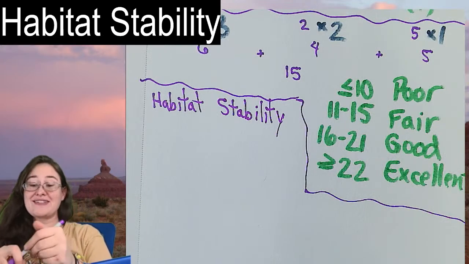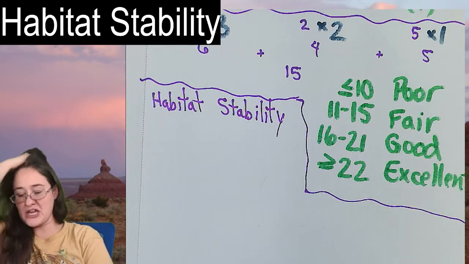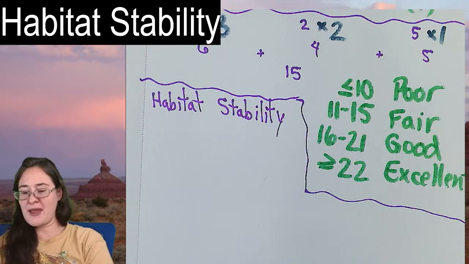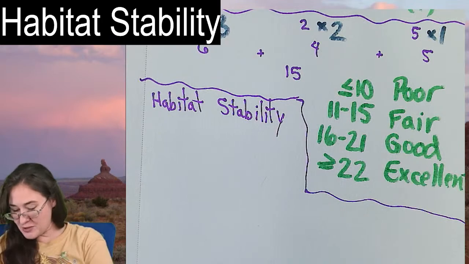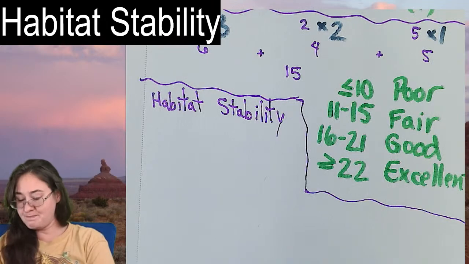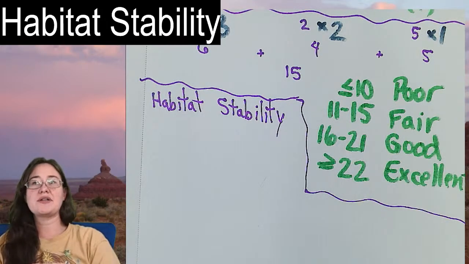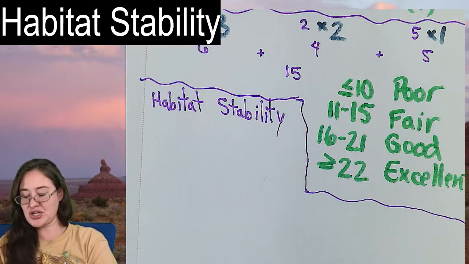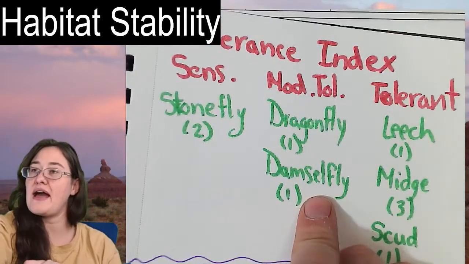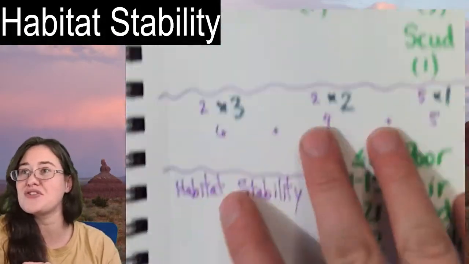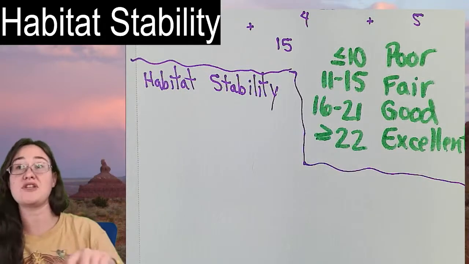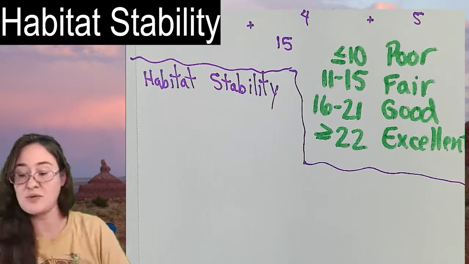For these types of indices, like riparian zone indices or habitat stability indices or even mobility indices, we're not just counting how many different individuals are in the populations. We are now looking at what the jobs of those individuals are and how they are interacting with their environment.